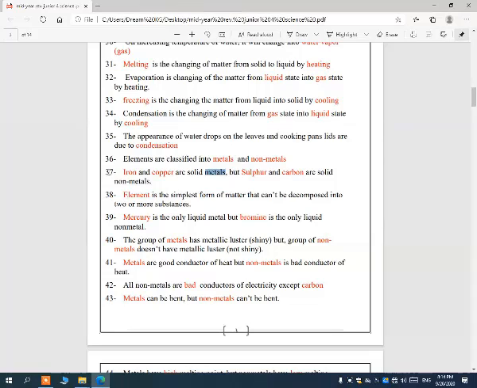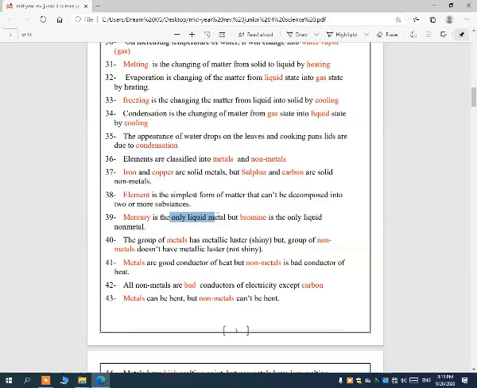So let's answer number 37. Dots and dots are solid metal. Iron and copper are the solid metals. But dots and dots are solid non-metal: sulfur, carbon, and you can write phosphorus. So you can write sulfur or carbon or phosphorus. 38. Dots is the simplest form of matter, cannot be decomposed into two substances or more. Element. This is element.